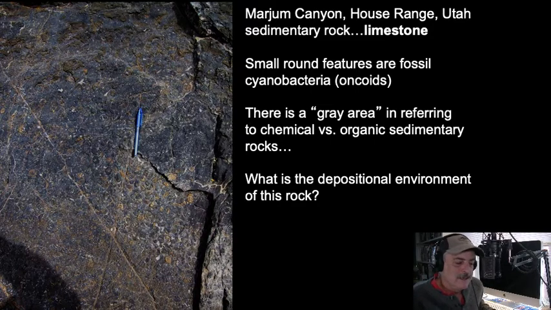We call it, in the business, an oncoid grainstone. But you can just call it a limestone, because how are you going to recognize it? Well, you're going to drop dilute hydrochloric acid on that, and it will fizz. And so you'll say, well, it must be made out of calcite then, or dolomite. And in this case, it's all calcite. And that's how we identify it.